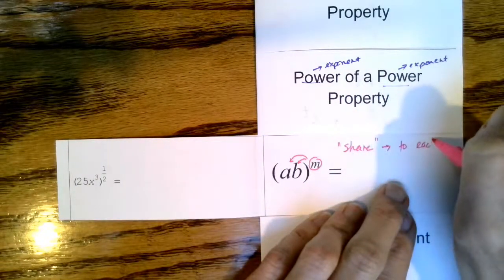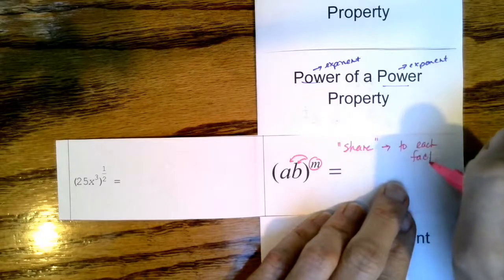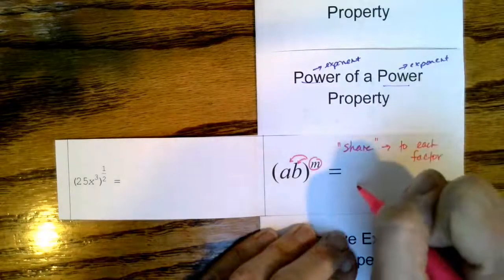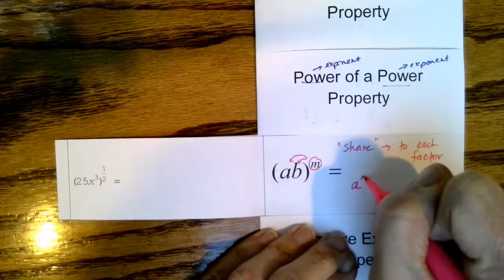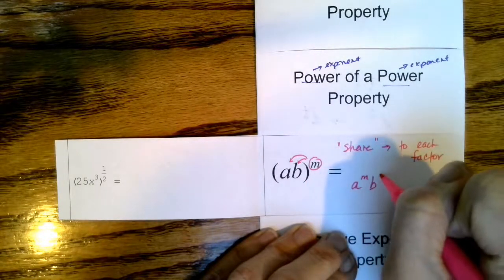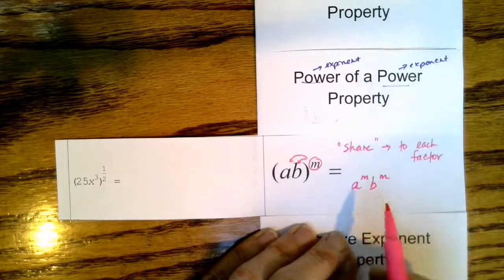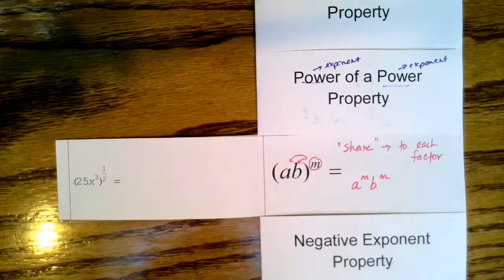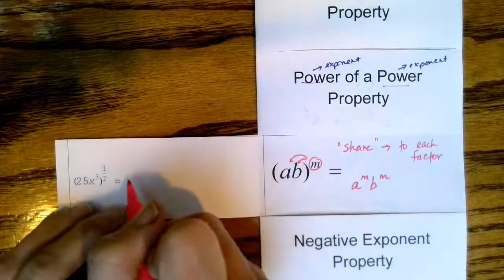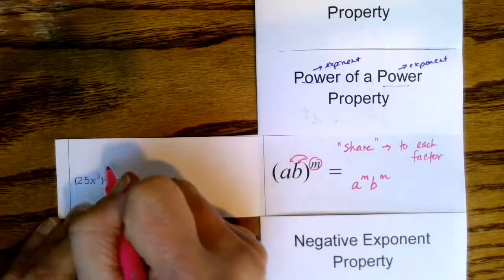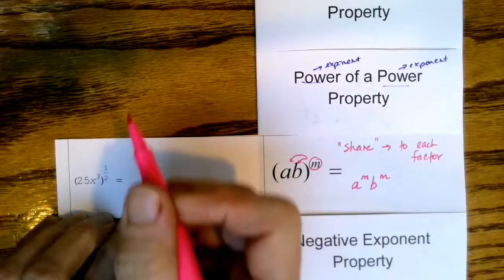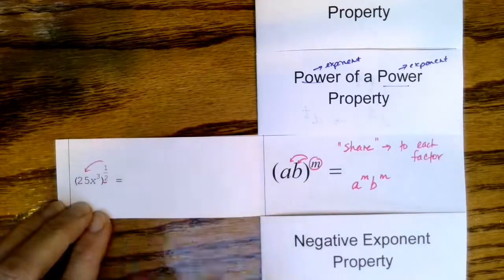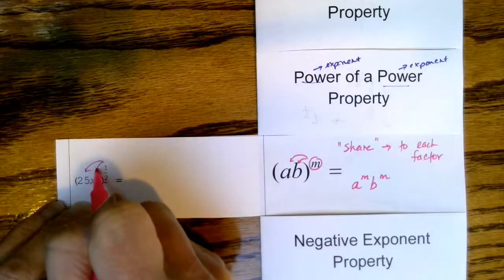to each factor. And if I share the power to each factor, I wind up with a to the m times b to the m. This is considered simplified because I removed my parentheses. All right, so when I come over here, this Algebra 2 application of that rule, 1/2 is going to be shared to 25 and to x.